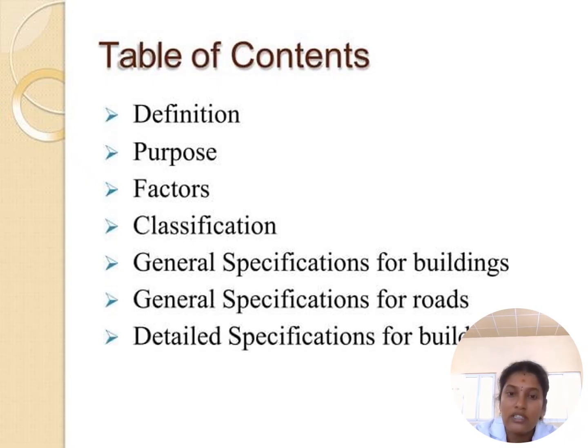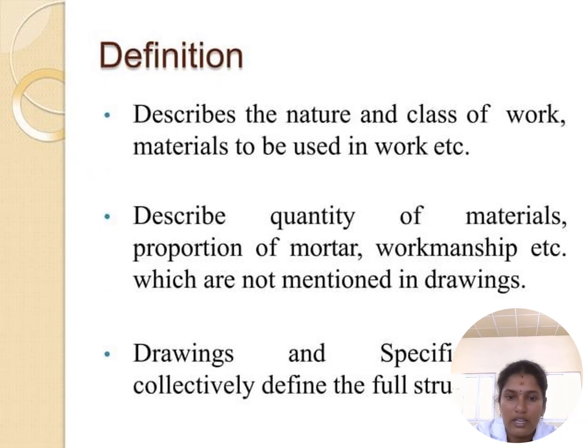So first of all, the table of contents: definition, purpose, factors, classification, that is types of classification, that is mainly based on the specifications, general and detailed, for building and also the other type of works, right? What is the specification? It totally describes the nature of work. What is the nature of the work?